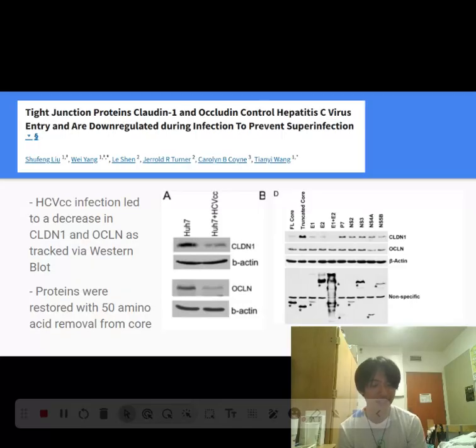They suspect that it potentially could be to decrease the chance of superinfection, or the chance of more HCV molecules infecting the cell following an HCV infection. In figure A, you can see that when the cell was exposed to HCV-CC, you see a decrease in the claudin-1 and the occludin via Western blot.